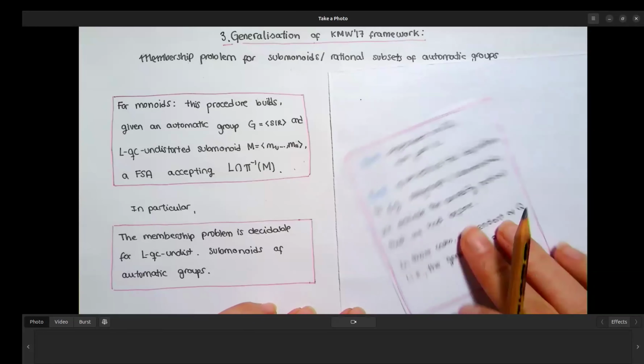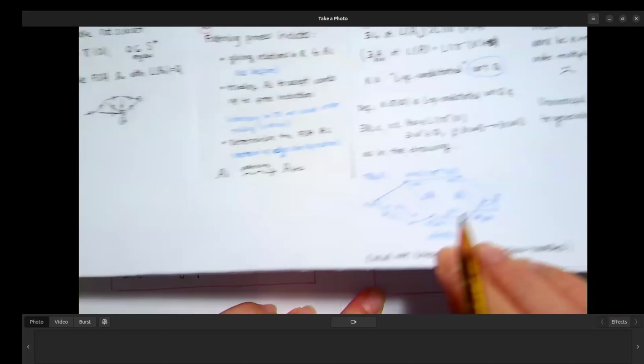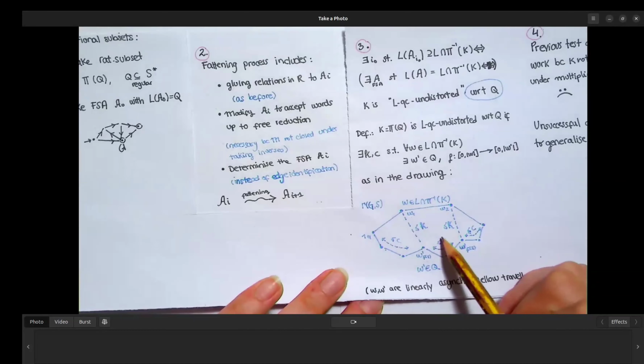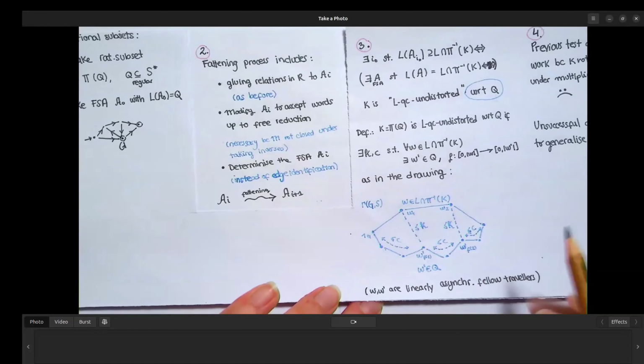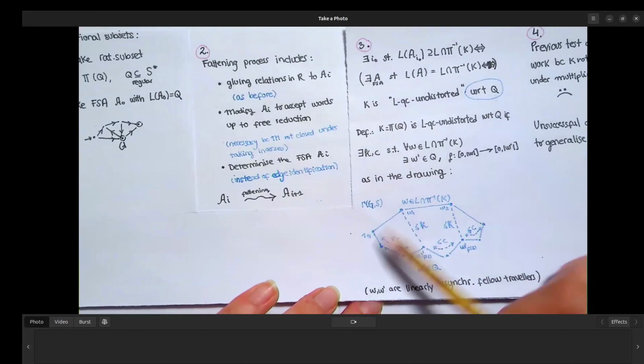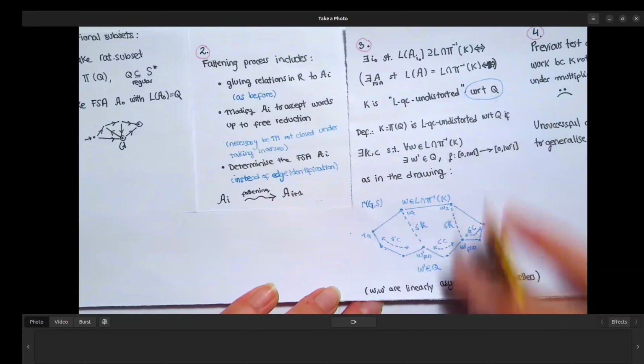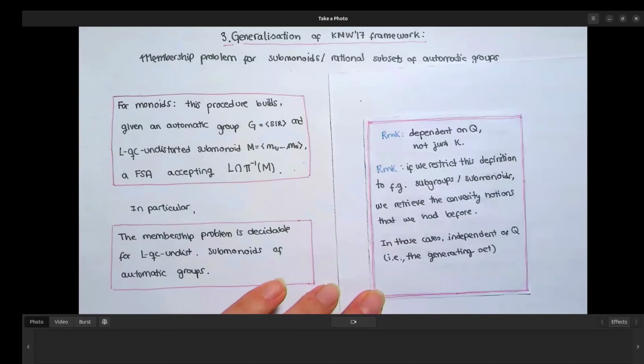And the other thing that I forgot to say is that I don't know if this definition of convexity sounded very artificial to you, but it is not. In particular, if we restrict this definition to subgroups or to submonoids, we end up with the exact same definitions that we had before. So this is just a generalization.